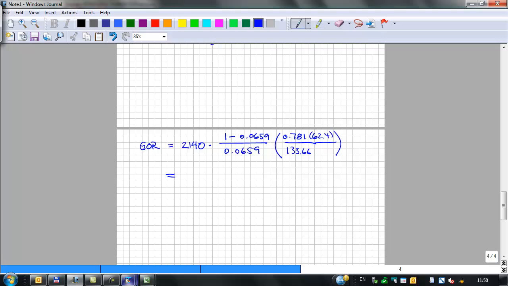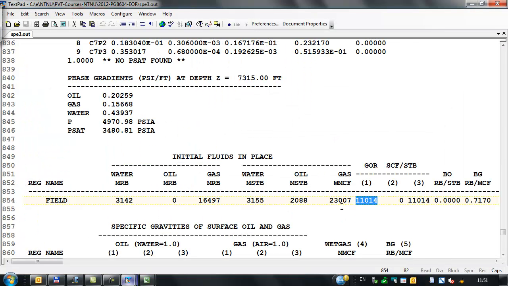Anybody have a calculator or not? Okay, we got 11,057 standard cubic feet per stock tank barrel. And that's versus what was it, from the simulator, 11,014.